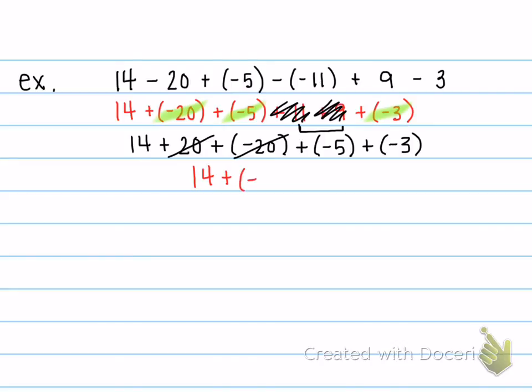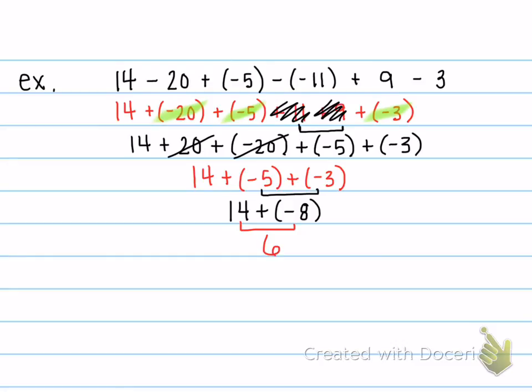plus -5 plus -3. Still sticking with combining the things that have the same sign. So -5 and -3, I know are -8. So I have 14 plus -8. And now I finally have numbers with different signs. When the signs are different, we subtract. 14 minus 8 is 6.